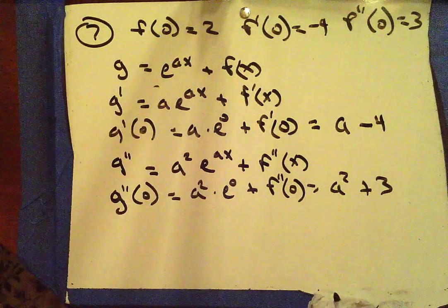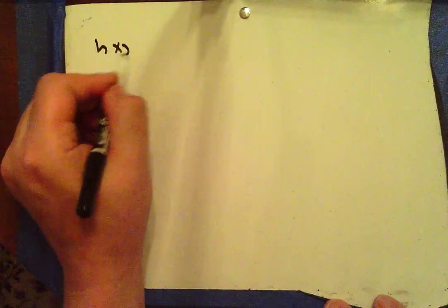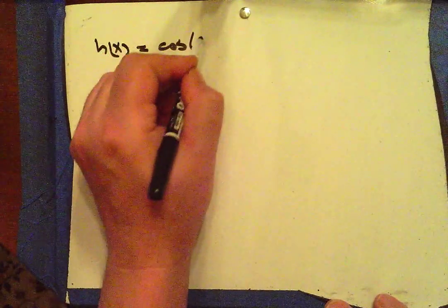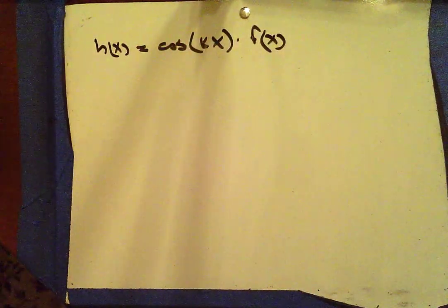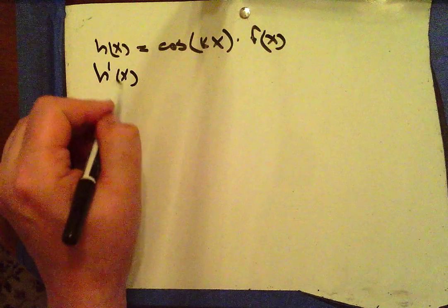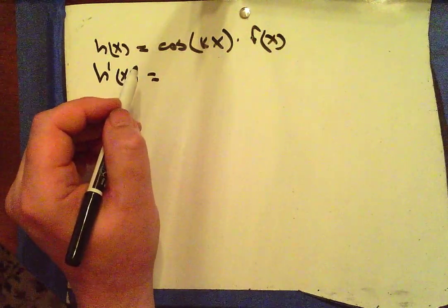All right, 7a done. 7b. I sure could get used to these problems that have only 2 parts. But that one was so quick, I'm worried how long this one will take. The function h, oh, yet another function. H equals cosine kx times f of x. And here they want me to find h prime of x, and write an equation for the line tangent to this.